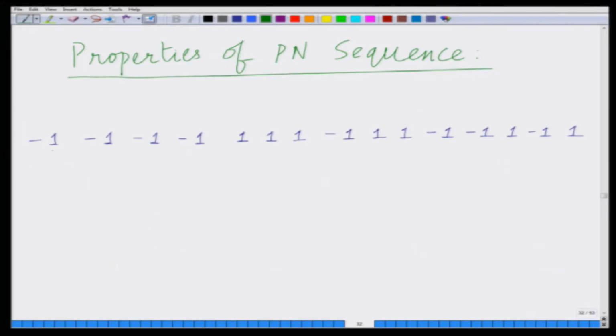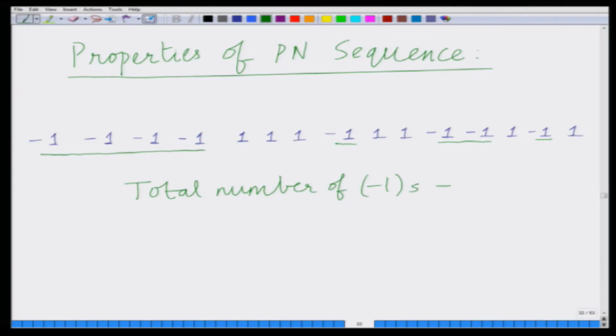If we want to calculate the number of minus ones, first we have 4 minus ones here, 1 minus 1 here, 2 minus ones here, 1 minus 1 here, correct. So, the number of minus ones is 4 plus 1 is 5, plus 2 is 7, plus 1 is 8. So, the total number of minus ones in this system is equal to 8.